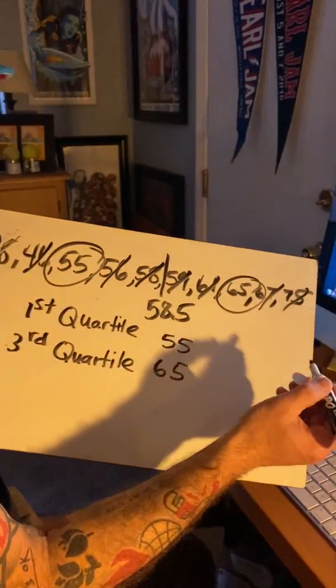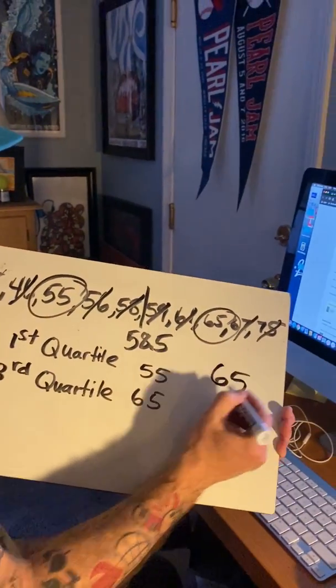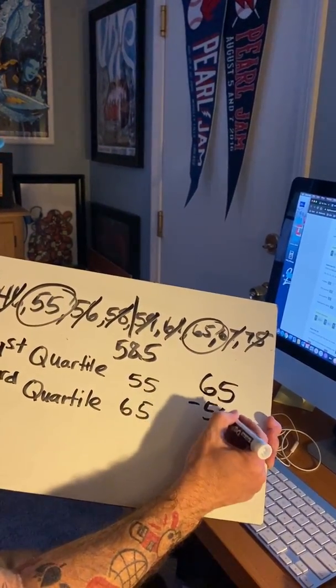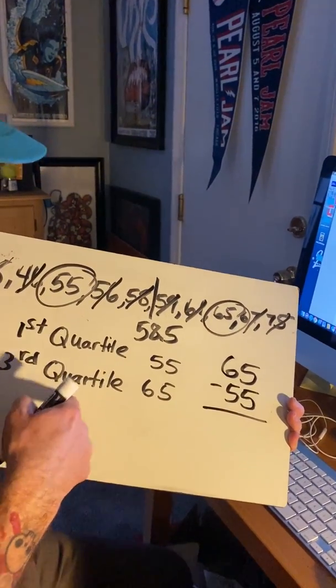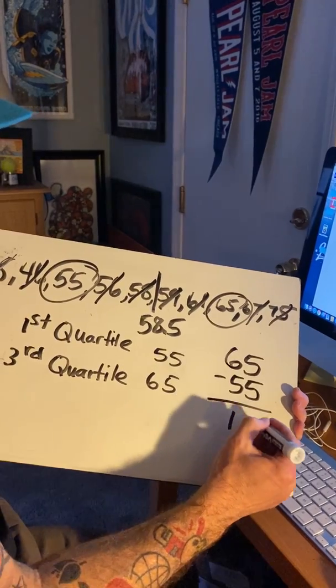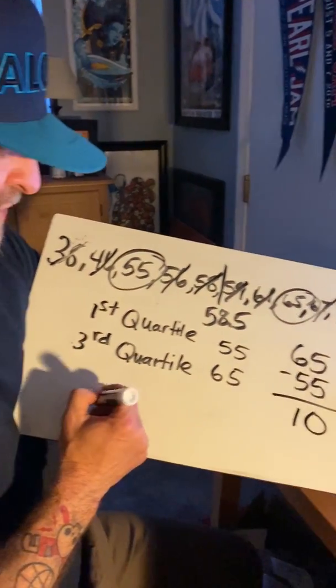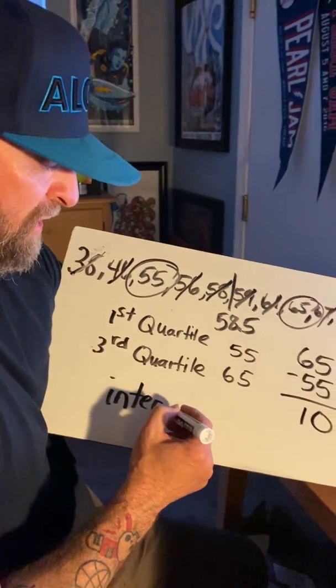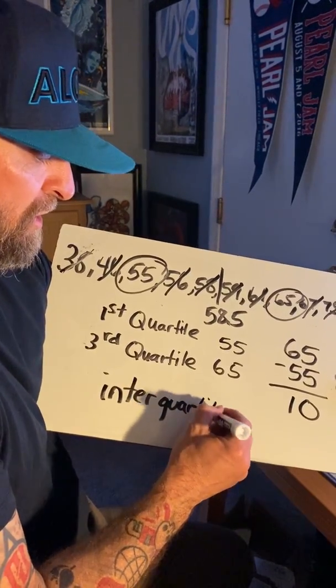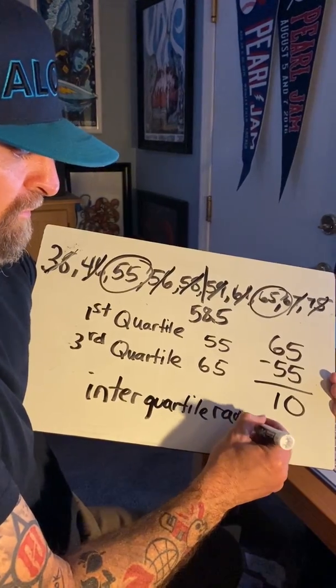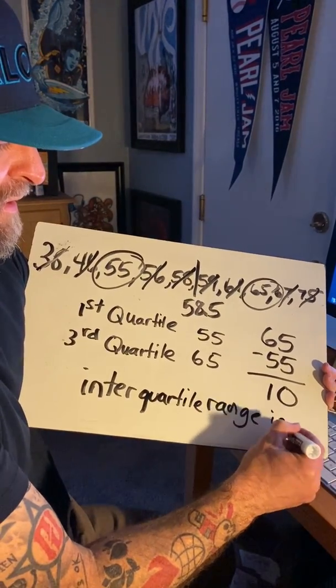Now the last piece right here is asking for the interquartile range. What we've been practicing is that the range is the difference between the greatest and the least number. In this case, it's the difference between the third quartile and the first quartile. So the interquartile range, I can't even spell range, is 10.